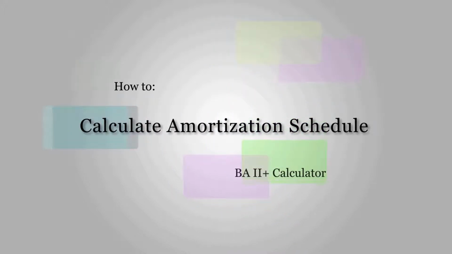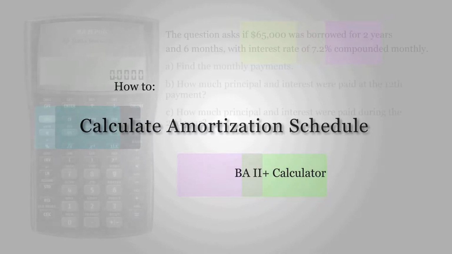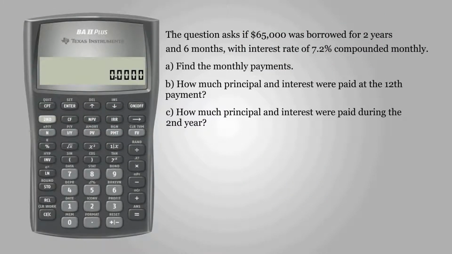In this video, we learn how to calculate an amortization schedule using the BA II Plus. The question asks, if $65,000 was borrowed for 2 years and 6 months, with an interest rate of 7.2% compounded monthly: A. Find the monthly payments. B. How much principal and interest were paid at the 12th payment? And C. How much principal and interest were paid during the second year?